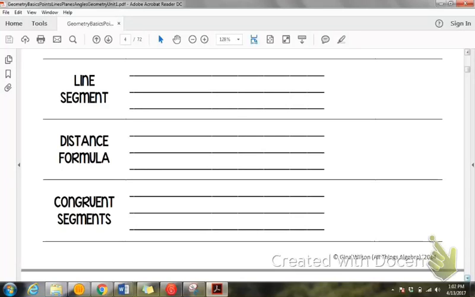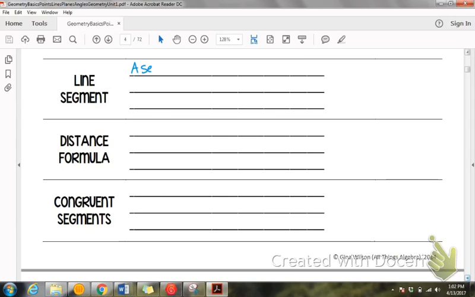So before we go on to talk about angles today, we're going to finish up some vocabulary because I want to make sure that you have the right amount of vocabulary in there. Okay, so first thing is a line segment. A line segment, which we did not talk about really yesterday, is just a section of a line.